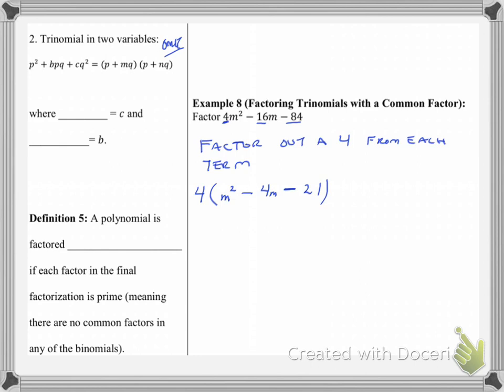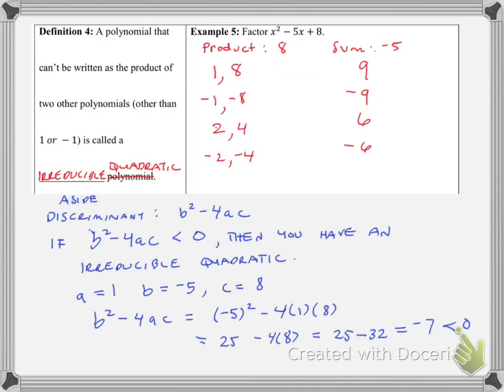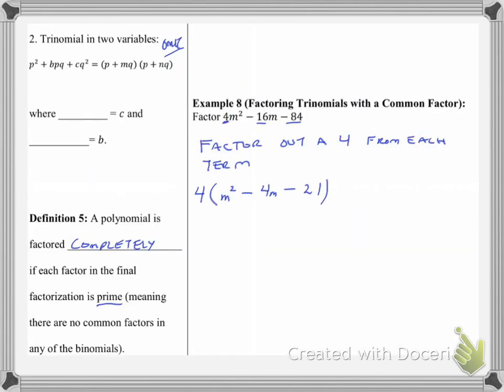However, over here in definition 5, a polynomial is factored completely if each factor in the final factorization is prime. And that means, going back to something I said earlier, I just want to make this note here where I said it's an irreducible quadratic, it's also called a prime polynomial when you can't factor that any further, like in this example. I wanted to make a note there because your book will say prime polynomial. When you move to calculus, you'll learn about irreducible quadratics. All right, so going back here, this isn't prime because we can factor that further. So now we want to factor this.